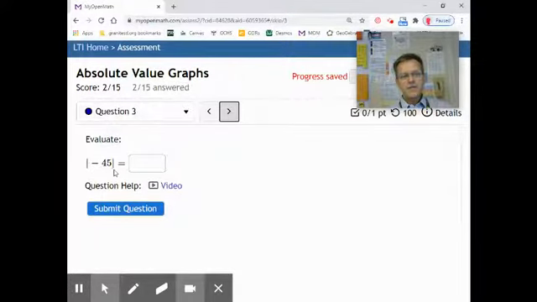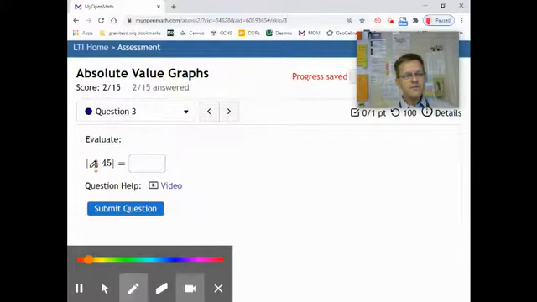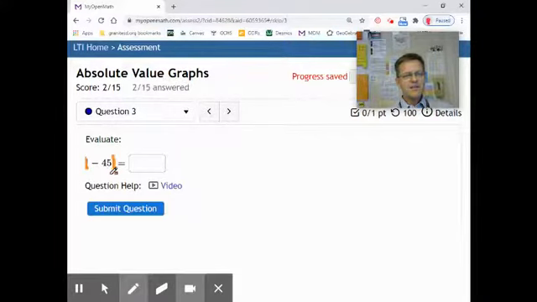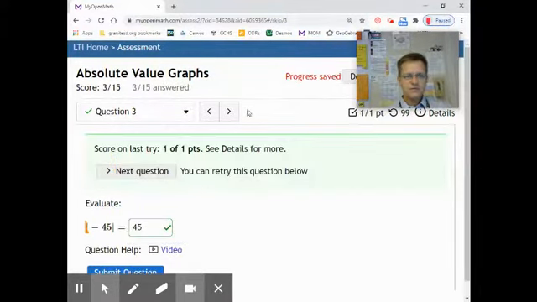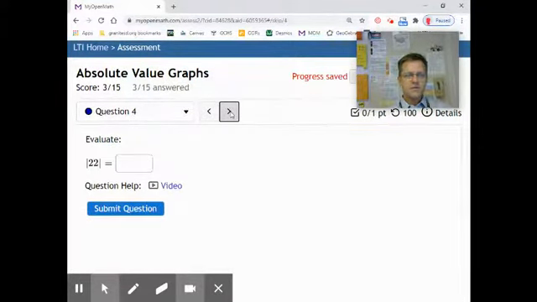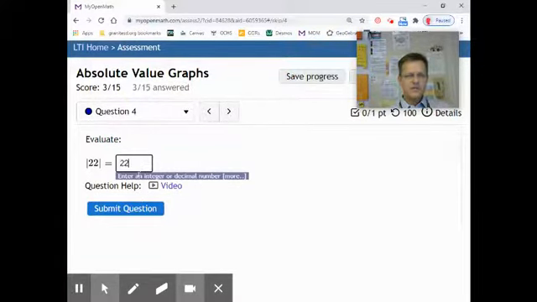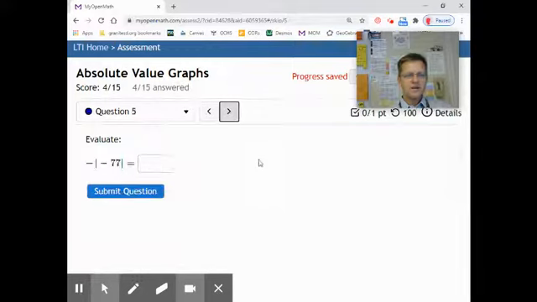All right, how about this one? The absolute value of negative 45. So the absolute value of negative 45, the bars say make everything inside positive. So the 45, you just take 45. Cool. Go to this one. So the absolute value of 22 is 22. I'll show you another strategy here in a minute.